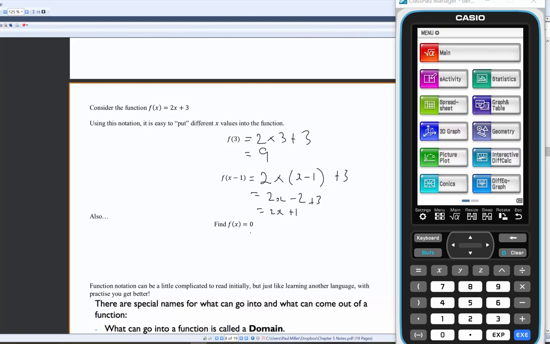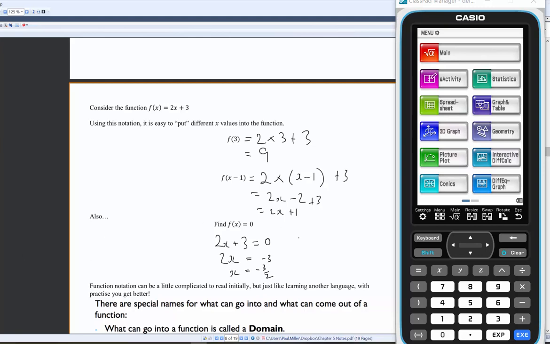Now this one does not mean to put 0 into the function. What this says is, for what value of x will the function be 0? So let's find out. We let the function, which is 2x plus 3, equal 0. This is basically asking the question, hey function, when are you 0? So if we solve for x, we get x equals -3 on 2.